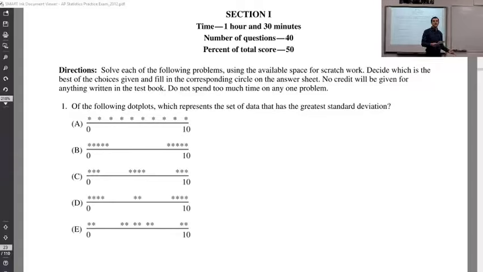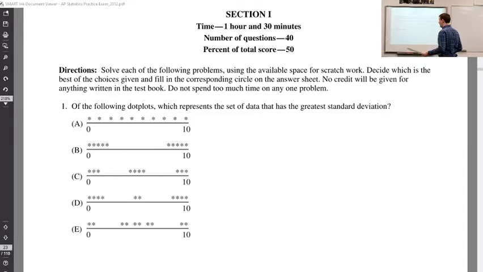Hi everyone, in this video I'm going to go through question by question this practice multiple choice from 2012 that we took. This is going to go in detail through each question, so feel free to skip around a little bit if there are specific questions or specific ones you want to look at. So, starting with number 1.